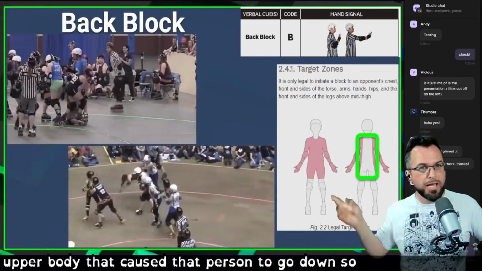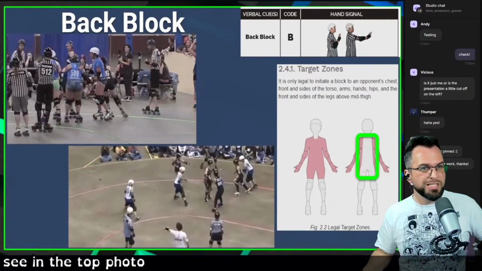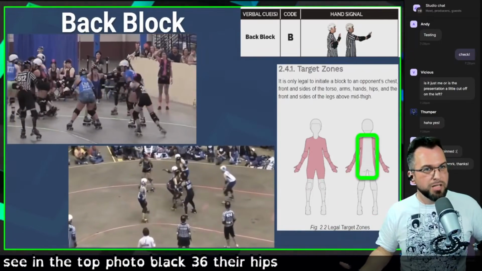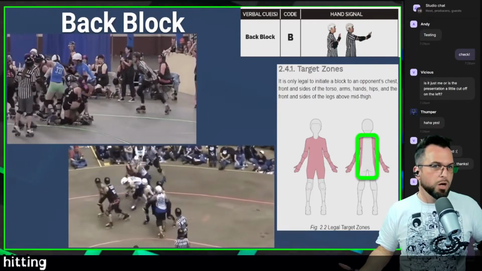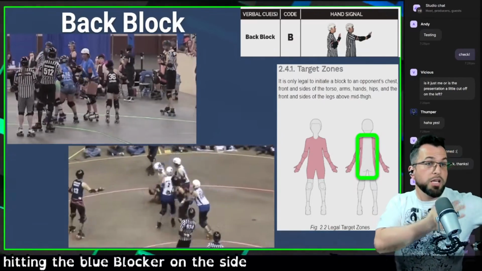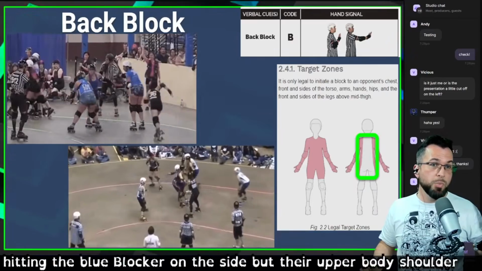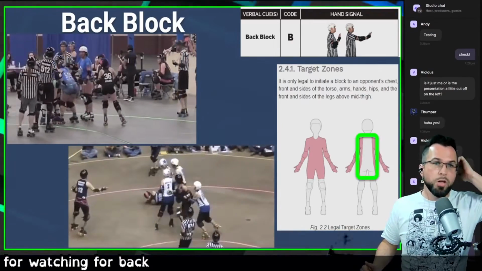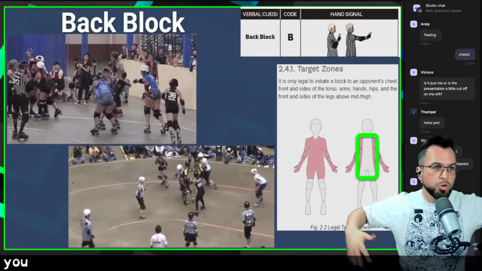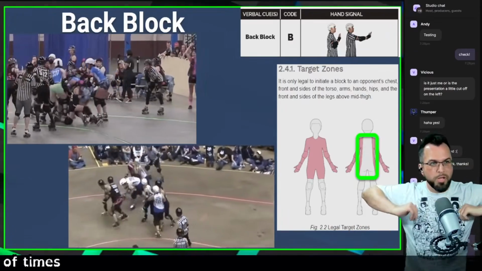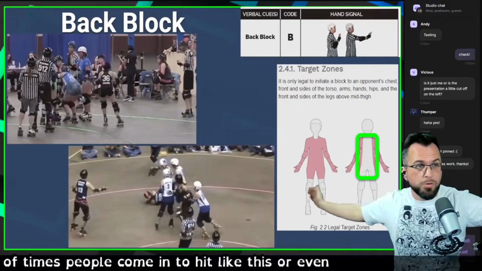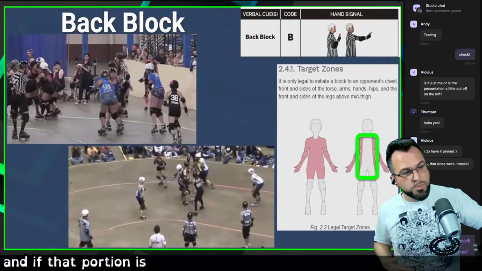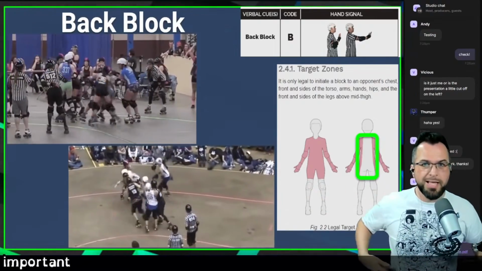You can see in the top photo, black 3-6. Their hips might look sort of legal as hitting the blue blocker on the side, but their upper body shoulder hits in the center of the back. So that's an important thing to note when watching for back blocks. You don't only want to watch for the hips, you want to watch what the arms and shoulders are doing too. A lot of times people come into hits like this, or even with their arms out, and if that portion is making contact with somebody's back, that's important to take into consideration too.